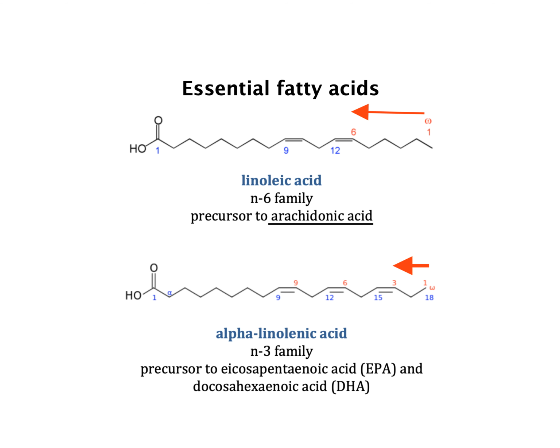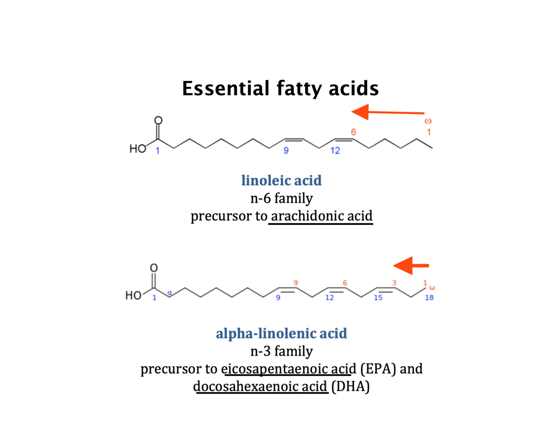Linoleic acid can be converted to arachidonic acid, which is a precursor for the formation of signaling molecules such as prostaglandins and leukotrienes. These are known as eicosanoids. Alpha-linolenic acid can also be converted to longer, more complex molecules, including eicosapentaenoic acid and docosahexaenoic acid. Again, these are omega-3 fatty acids, and they can also be used to make eicosanoids.